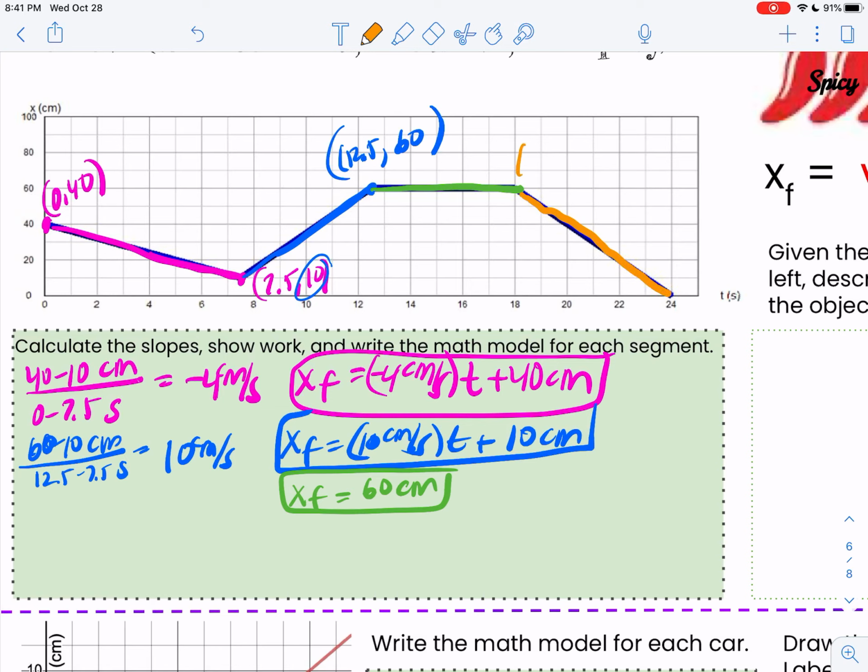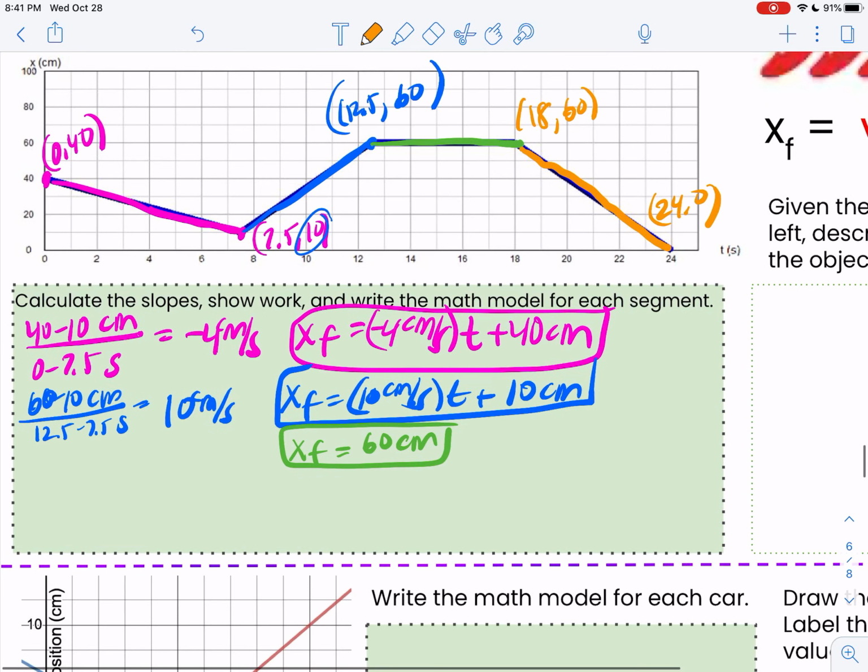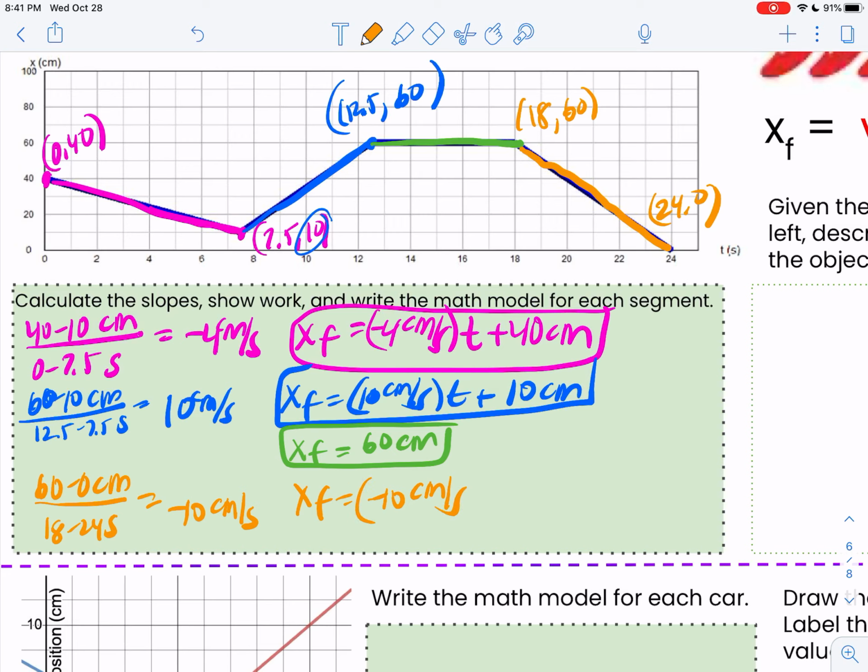All right, and then let's do this piece. Okay, so let's do 18, 60, and 24, 0. All right, so 60 minus 0 centimeters, 18 minus 24 seconds, 60 over negative 6, so negative 10 centimeters per second. That's the same slope, yeah, I guess. Okay, so XF equals negative 10 centimeters per second T plus 60 centimeters. Okay, so there goes your 4 math models.